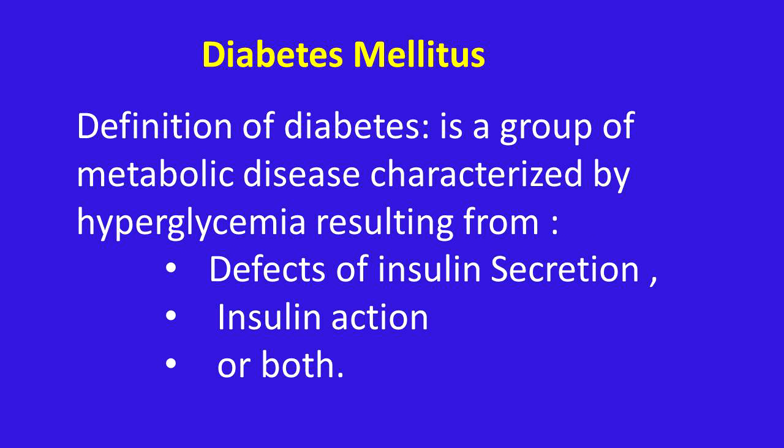So first, the definition of diabetes. Diabetes is a group of metabolic diseases. Those diseases are characterized by hyperglycemia, and the hyperglycemia can result from either a defect in insulin secretion or insulin action, or both. We are going to discuss each part separately in the lecture.